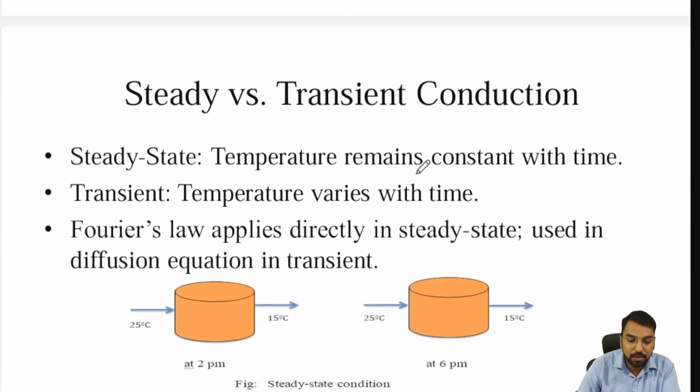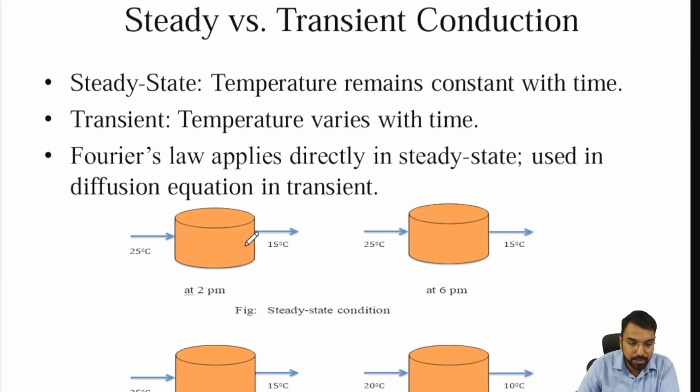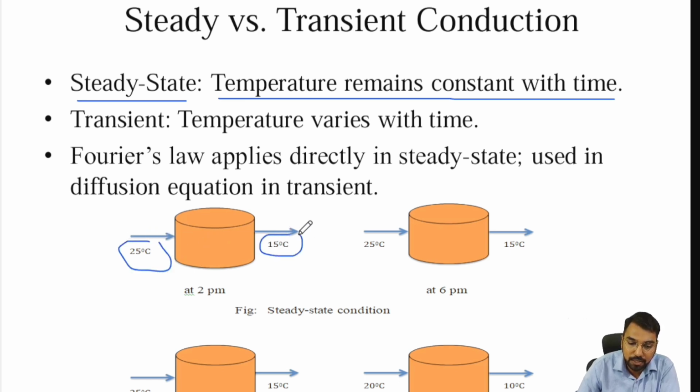That is what is illustrated in this figure. So let's consider this figure. For steady state, the temperature remains constant with time. Let's take this example. Let's say at 2 p.m. you have a cylindrical block experiencing heat transfer from 25 degrees Celsius to 15 degrees Celsius, and after 4 hours, at 6 p.m., the same temperature difference is there. Then the process from 2 p.m. to 6 p.m. is called steady state.